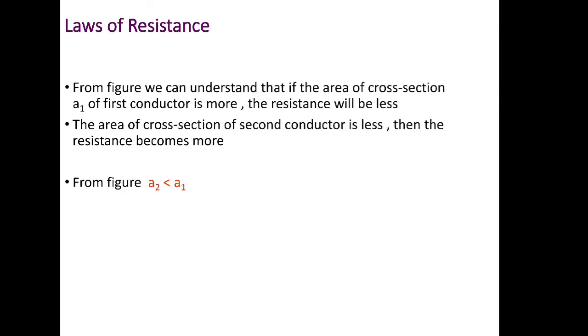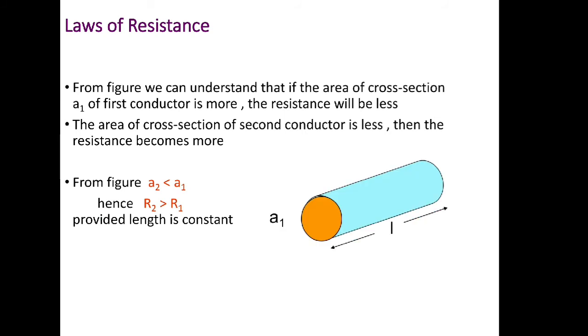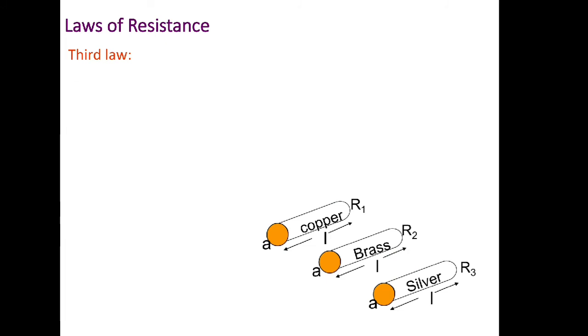So it is understood that if the area of cross section A1 of the conductor is more, then the resistance will be less. You can observe here in this diagram, A1 is the conductor having more cross-sectional area without disturbing the length L. And similarly, conductor 2, A2, has a smaller area of cross-section. So from the figure, A2 is less than A1. Hence its resistance will be opposite. That means R2 will be greater than R1, provided that the lengths of these conductors are the same.